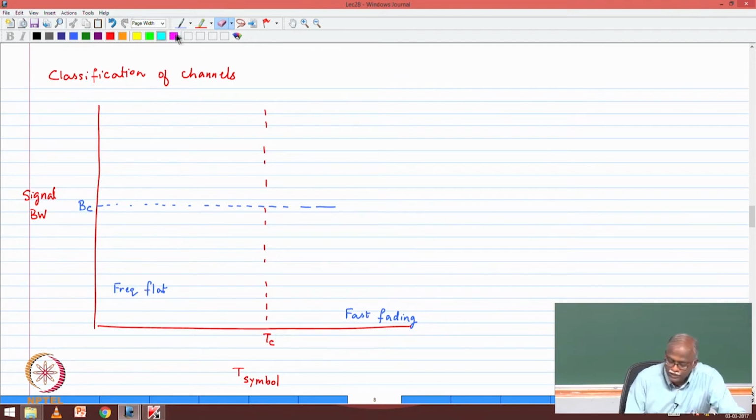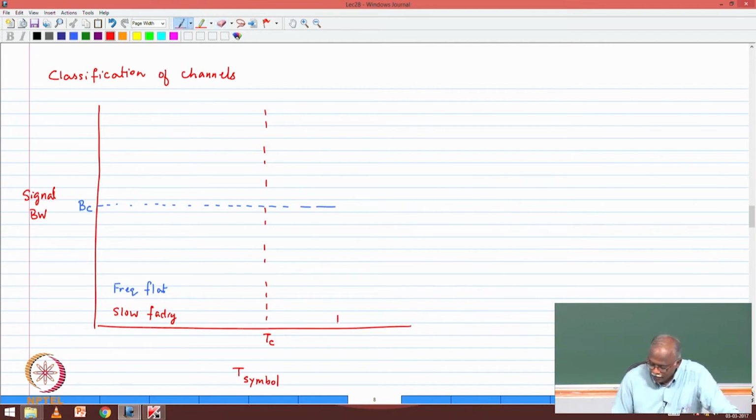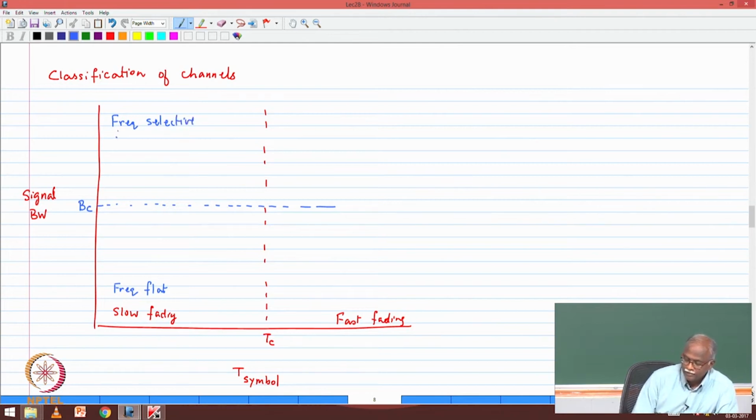Okay, so this is slow fading versus fast fading. Okay, slow fading versus fast fading. Frequency flat, the minute my signal crosses coherence bandwidth, it is going to see frequency selective. So it's going to be frequency selective on this side. Frequency selective, but it can still be slow fading. It can still be slow because this left side of the quadrant is slow fading.